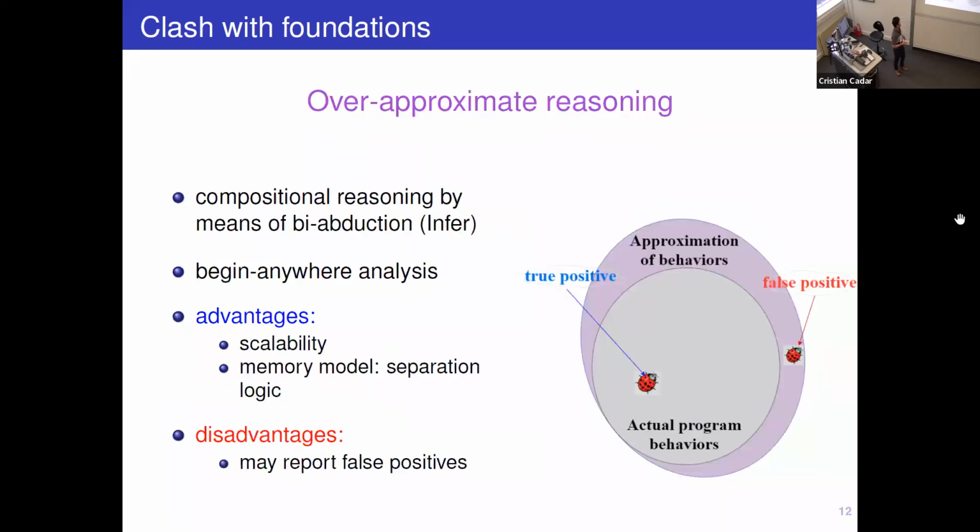For Infer, it is compositional, can support run-anywhere analysis, and it's very scalable. It has a memory model based on separation logic and bounded heap. But because Infer over-approximates the behavior of programs, when it reports a bug, the bug may be outside of the actual program behaviors, so it may return false positives.